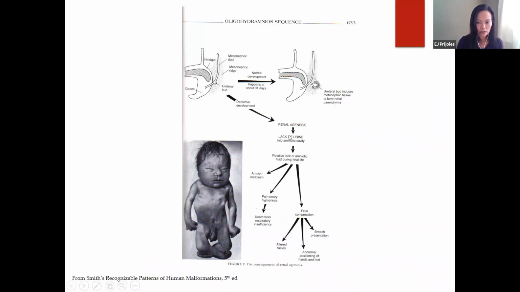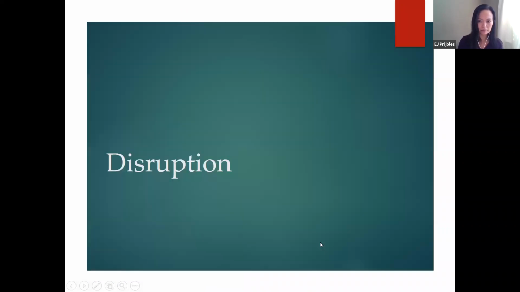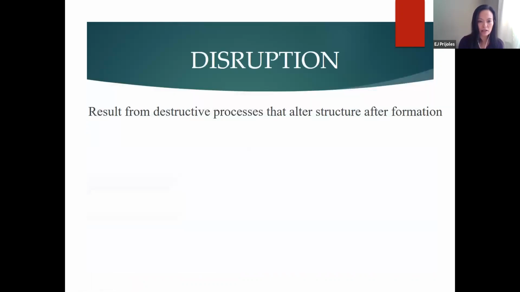So again, just another kind of depiction of what might be seen with relative lack of amniotic fluid, resulting in pulmonary hypoplasia and respiratory insufficiency, or fetal compression with birth defects that might be recognized as anomalies of the face and abnormal positioning of the extremities. A disruption is the result from disruptive processes that alter structure after formation.